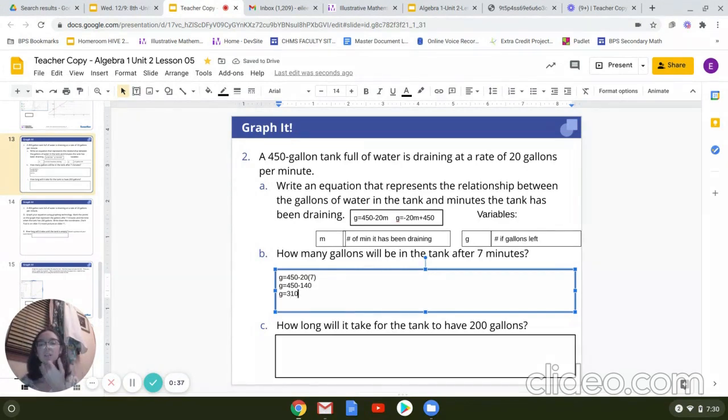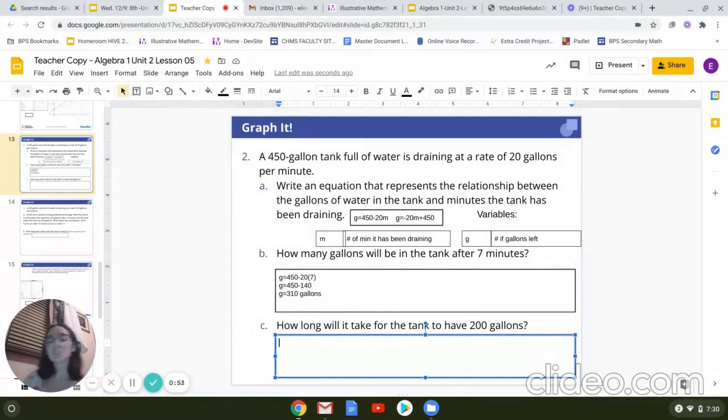What is going to be our label on that? Gallons. Okay? Gallons, not gala.